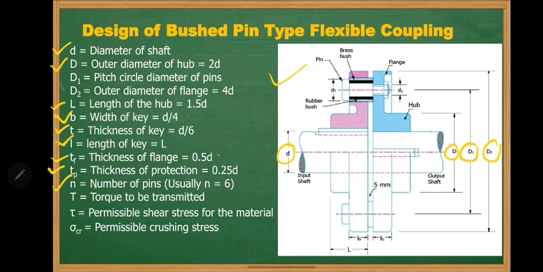N is the number of pins. So here usually the number of pins is taken as 6. T is the torque transmitted by the shaft. Tau is the permissible shear stress for the material, and sigma c is the permissible crushing stress for the material. So these are the notations used for the design of bush pin type flexible coupling. So we will see the actual design procedure for the bush pin type flexible coupling.